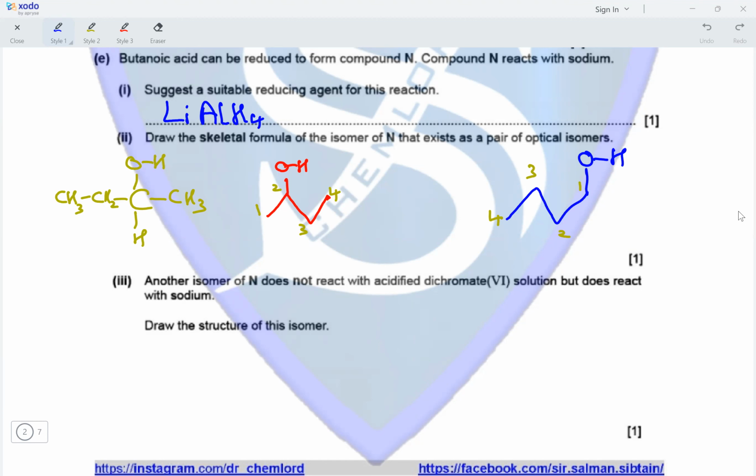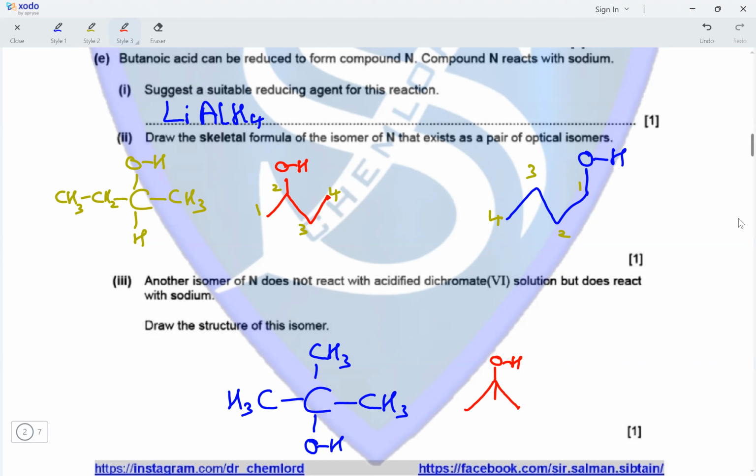In order for this to be a tertiary alcohol, we should have an OH group present on a carbon atom to which 3 alkyl groups are attached. So in a compound in which there are 4 carbon atoms present, we end up with a compound called 2-methylpropan-2-ol, which would be the isomer that does not undergo oxidation. This is its displayed formula, and in order to draw its skeletal formula, we make the OH group here. So both types of formula have been drawn for the tertiary alcohol that does not undergo oxidation, which is also an isomer of N.